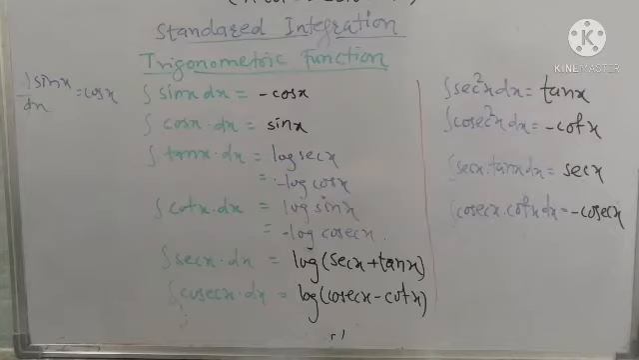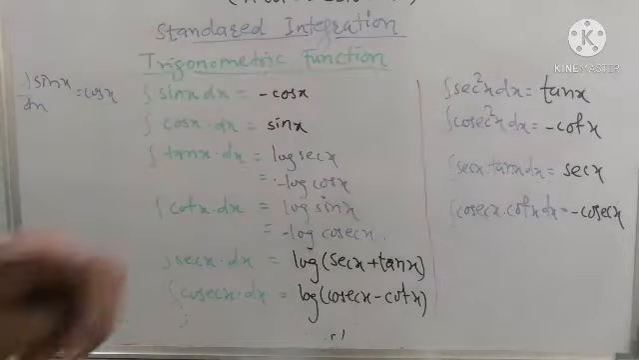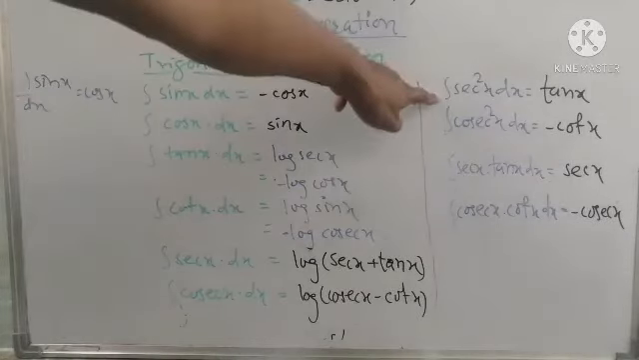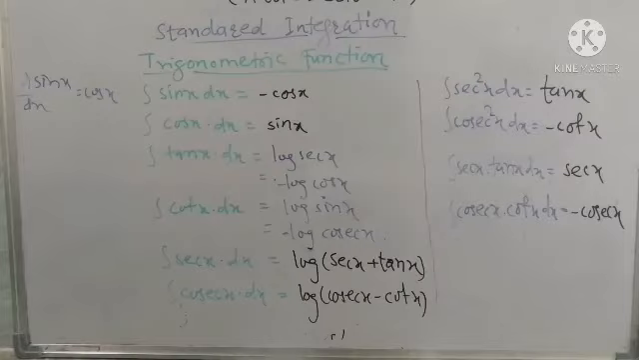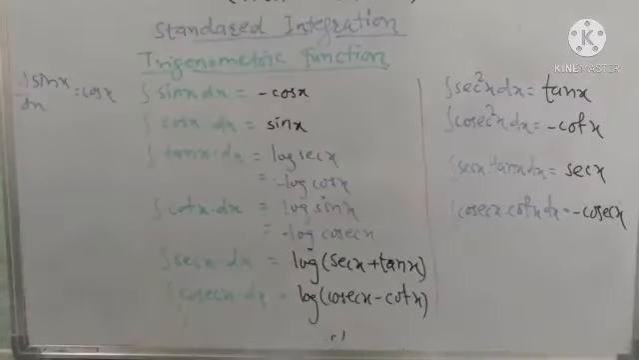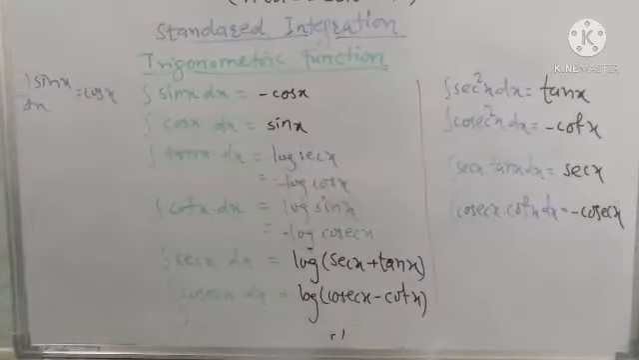But by the definition of integration as an antiderivative or reverse process, we can form another 4 standard integrations. As the derivative of tan x was sec square x, the integration of sec square x is tan x. Similarly, the integration of cosec square x is minus cot x, and the derivative of sec x was sec x into tan x. Therefore the integration of sec x tan x is sec x, and the integration of cosec x cot x is minus cosec x.